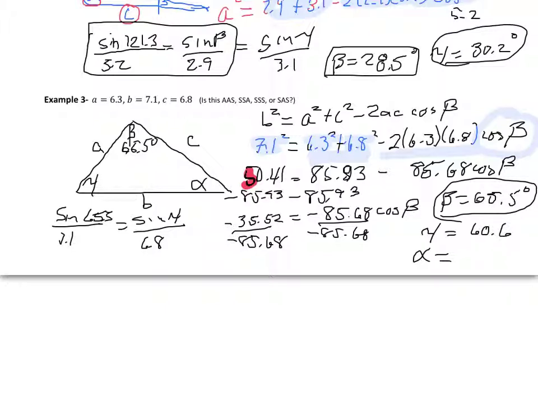And then alpha would be what? 53.7? That doesn't add up. Or is it 53.9? 53.9. That I'll accept. Okay, there we go. Triangle solved.